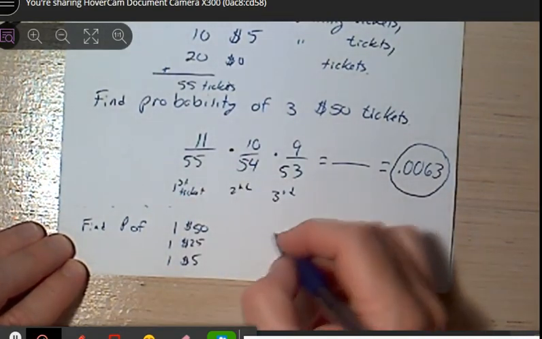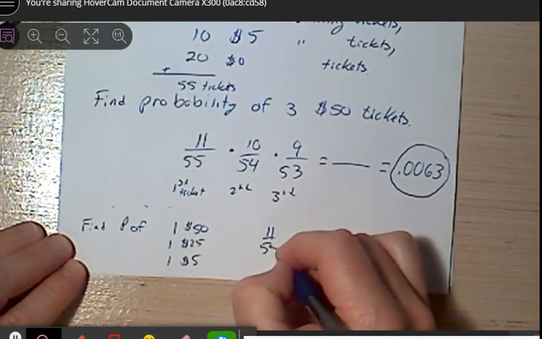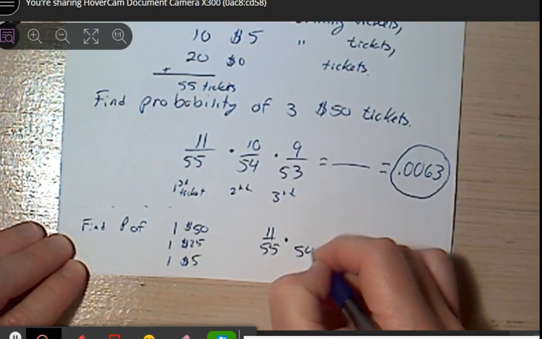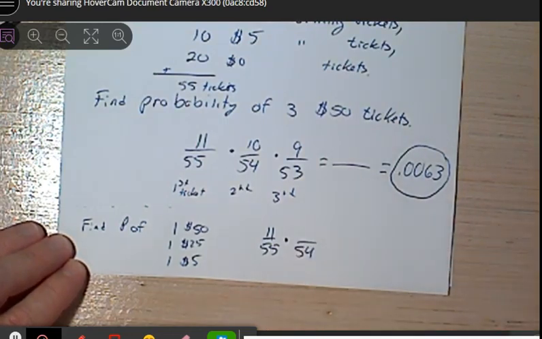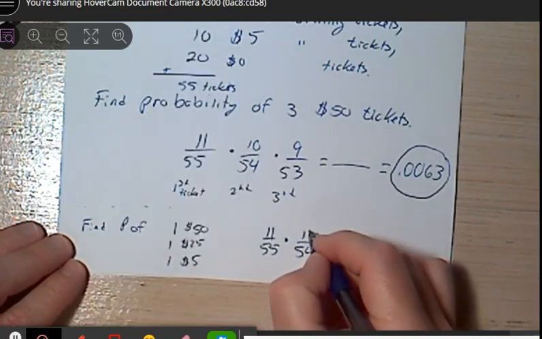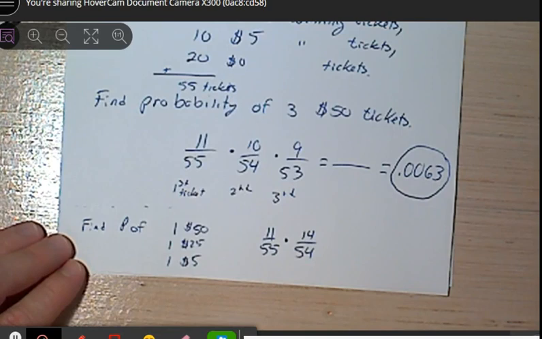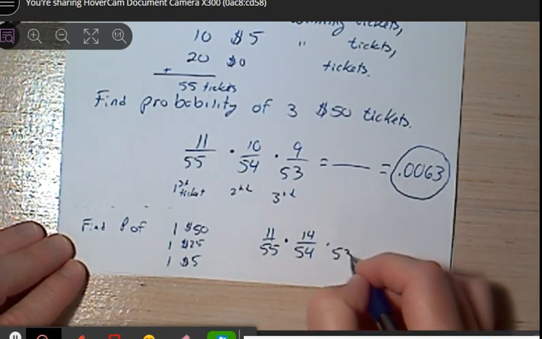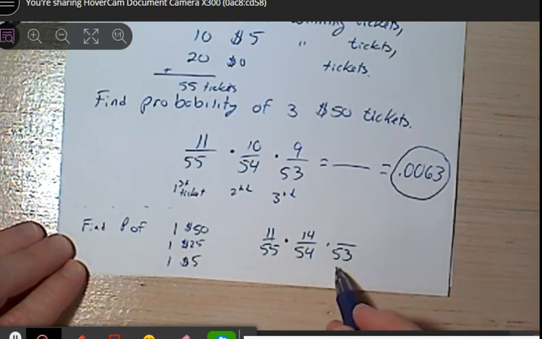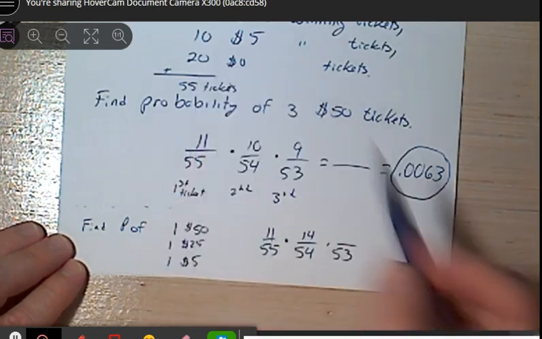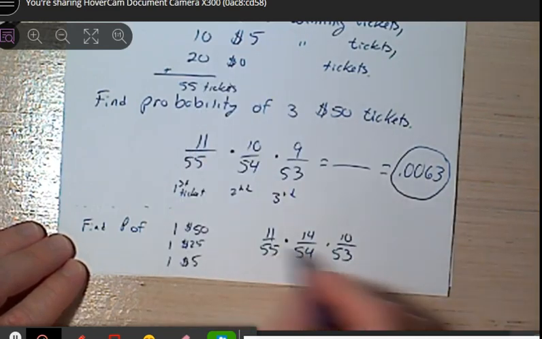Well, the first one would be the same thing. You would start with 11 out of 55. The next one, there's only going to be 54 tickets because you've taken one ticket and thrown it out. If you go for the $25 ticket, there were 14 of those. Then the next time, there would be one more ticket out, so now we're down to 53 tickets. The $5 tickets, there were 10 of those. And then you multiply all those numbers together.